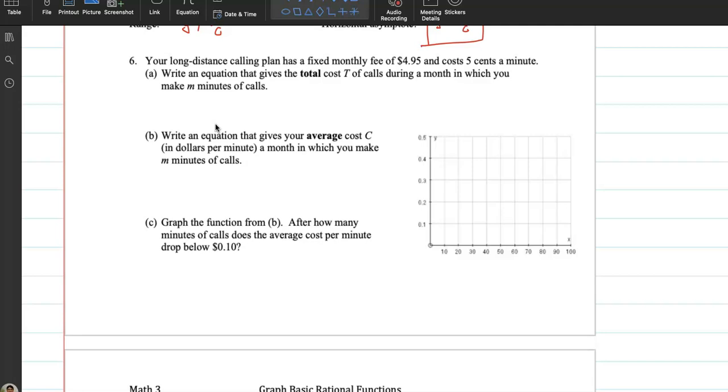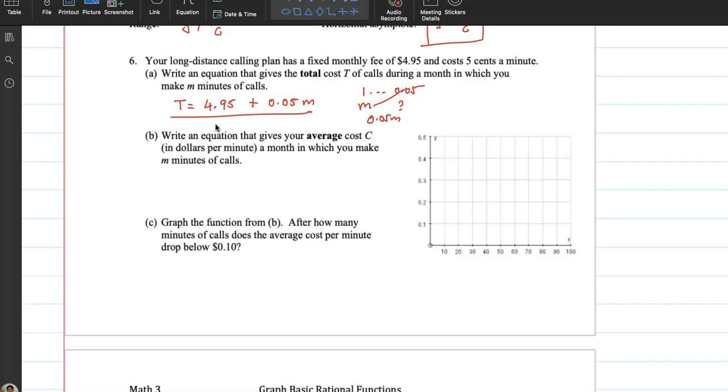So what will it be? Fixed monthly cost of $4.95 and 5 cents a minute. So 4.95 is the fixed charges, plus 5 cents per minute. Now 5 cents is $0.05, times m, because for every minute you're paying 5 cents. If you are making m minutes, how much do you pay? Obviously you multiply. So the total cost will be your fixed charge plus that. So that's your equation of the total cost.